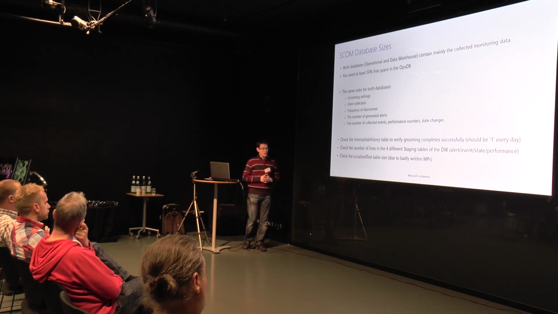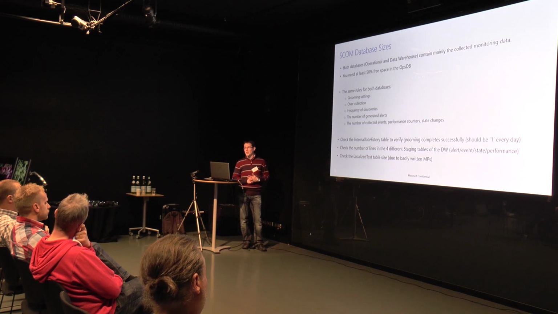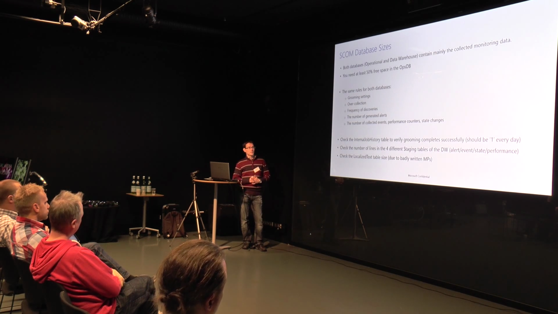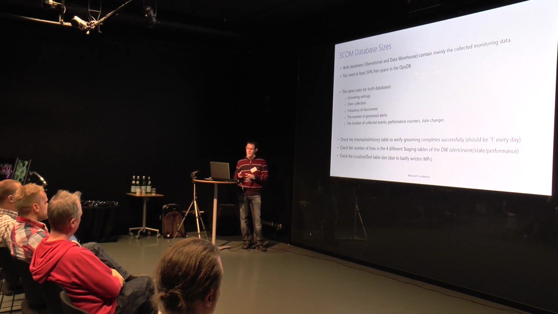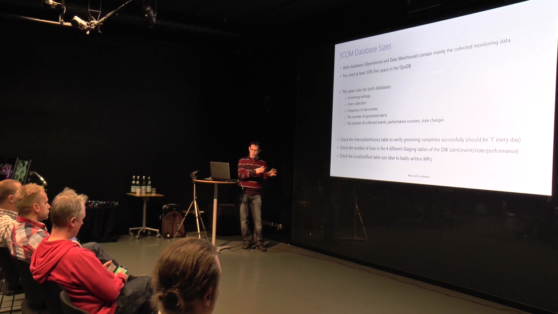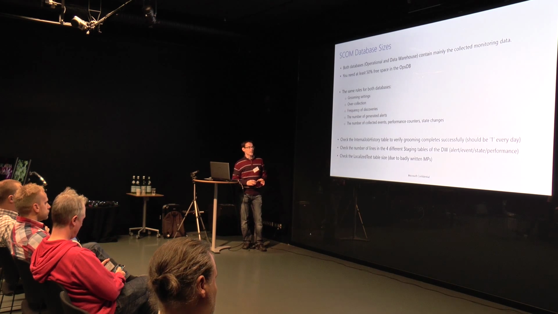In the data warehouse, there are 4 different staging tables. These staging tables are basically temporary tables that are used for just copying the data into the data warehouse. Then it gets aggregated, and then it gets put in the right tables and everything. These staging tables can contain rows because SCOM is all the time copying data from the operational database to the data warehouse.